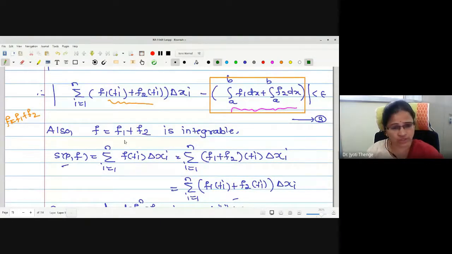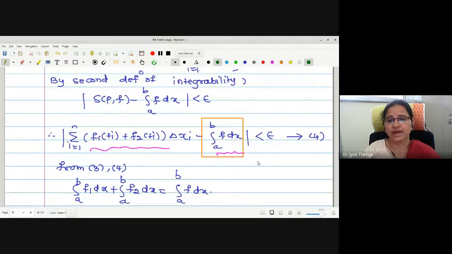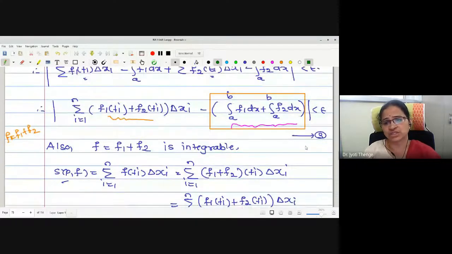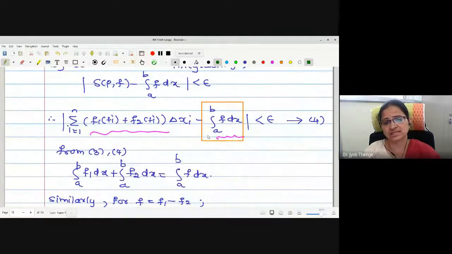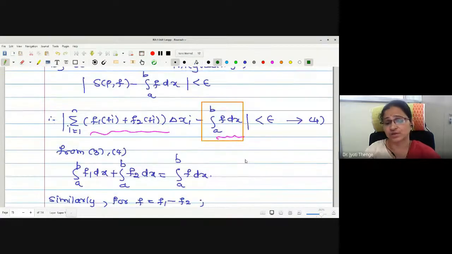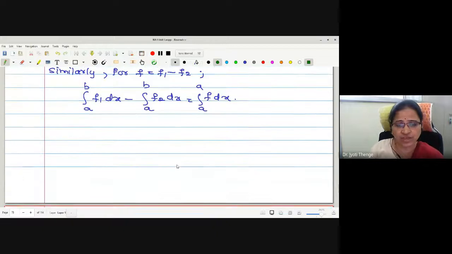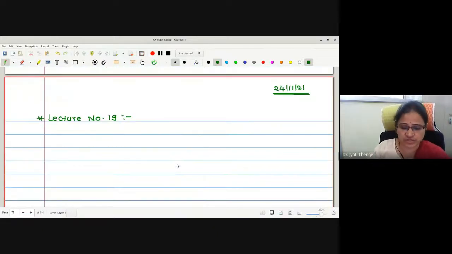Later, knowing that the function f equal to f1 plus f2 is integrable, we have written this Riemann sum and we have obtained this inequality number 4. But observing equations 3 and 4, we can see very easily that this Riemann sum corresponding to f1 plus f2 gives you two different limits. But as we were saying the limit exists, both the limits must be equal. Therefore, we have written the equality. The same we can verify for the subtraction as well.